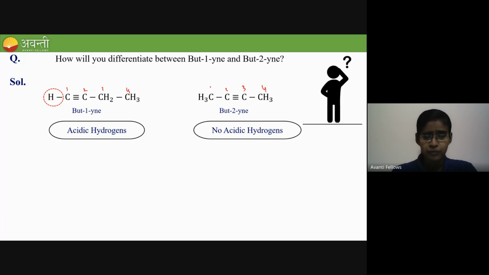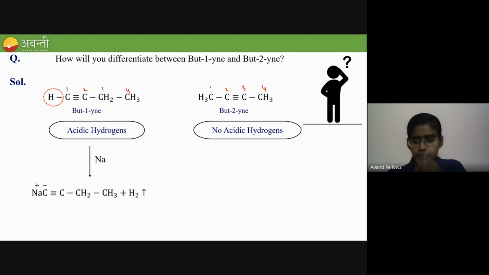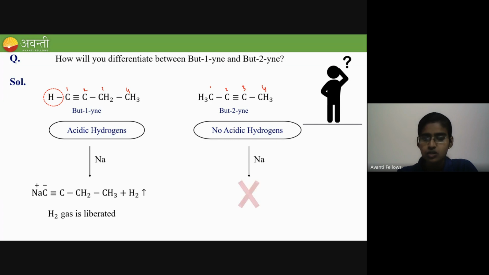Now if I treat butyne-1 with sodium metal, it contains an acidic hydrogen. Yes, very good, Parul, your answer is correct. So it reacts with sodium to form sodium butynide with the evolution of hydrogen gas. Now, when butyne-2 is treated with sodium metal, there is no reaction. Why is there no reaction? Because no acidic hydrogens are attached to it.